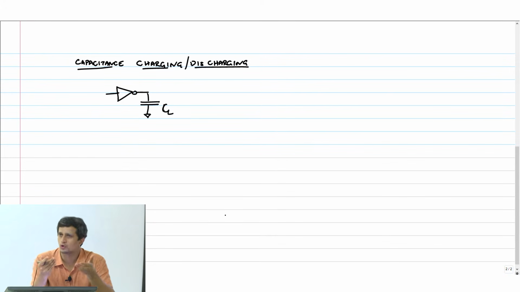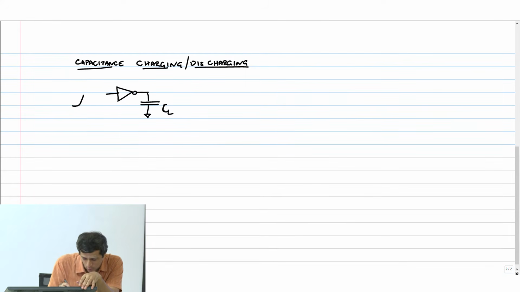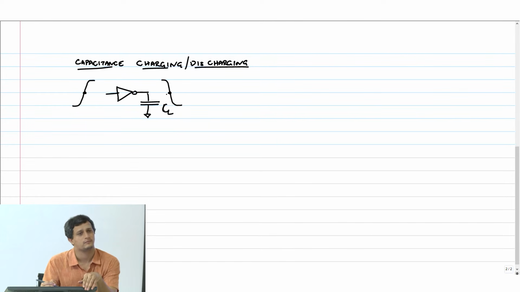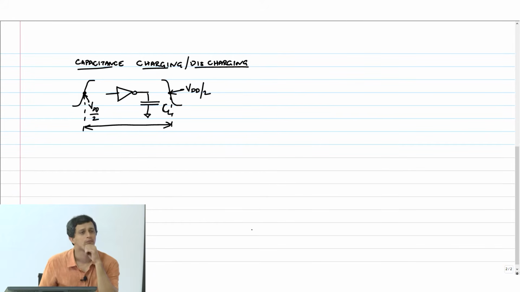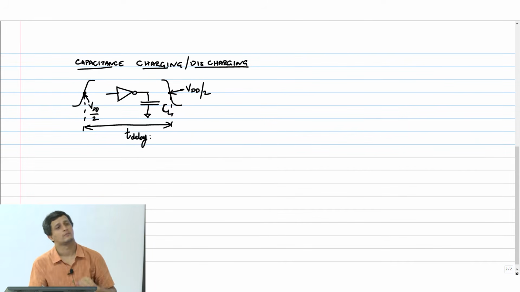Okay, so I also told you that delay is defined as the time it takes for the input to go to 50%, from there till the time the output reaches 50%. So if this is my VDD by 2 and this also is VDD by 2, then the delay of the gate is defined exactly as this delay. Okay, this is the delay, and we want to estimate this.